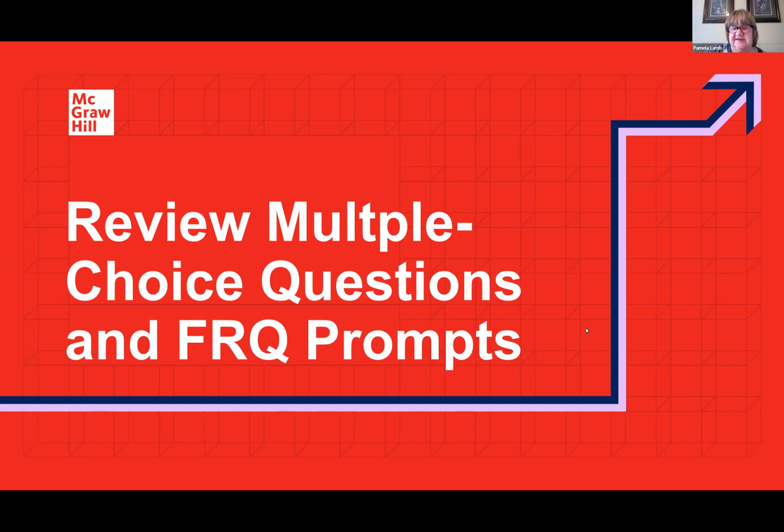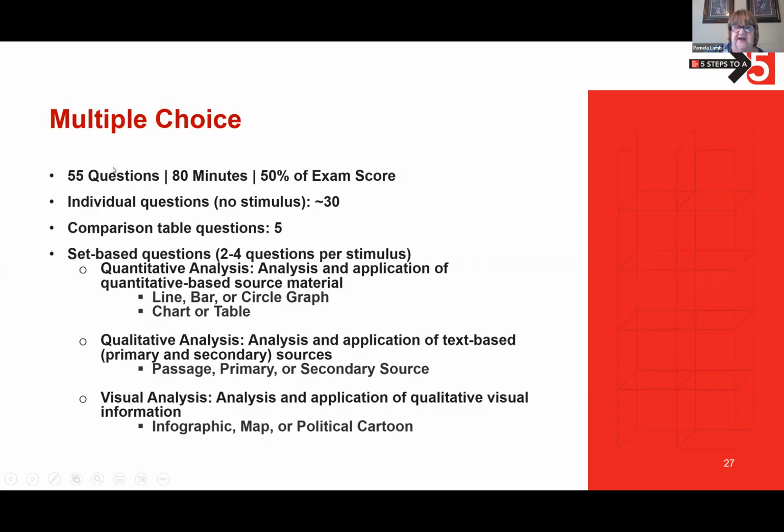So in the multiple choice section, we know 55 questions, 80 minutes, and half of the total exam score. There are different styles of questions. For example, there are some questions, and I will be showing you examples of each of these, that are individual questions. In other words, they're just pretty straightforward questions, approximately 25 to 30 of those. They have no stimulus, no charts, graphs, tables, anything that goes with them. It's just a straightforward question.